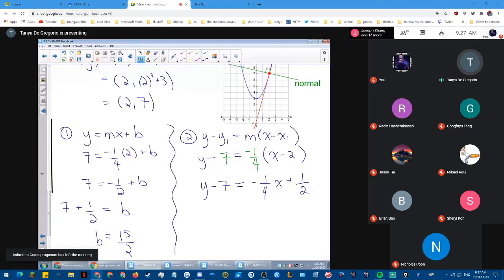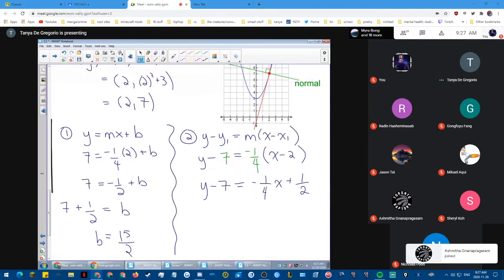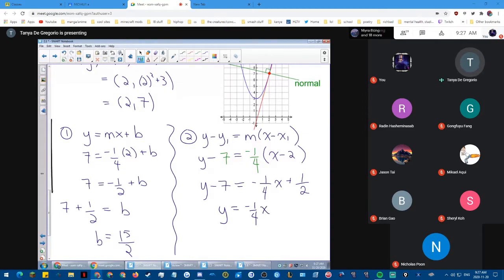And then from here, you just solve. So if you want standard form, I'm going to go ahead and multiply everything by 4. Or you can actually solve it. It doesn't matter. Here, we'll do it standard form first, just so you can see that they're the same.